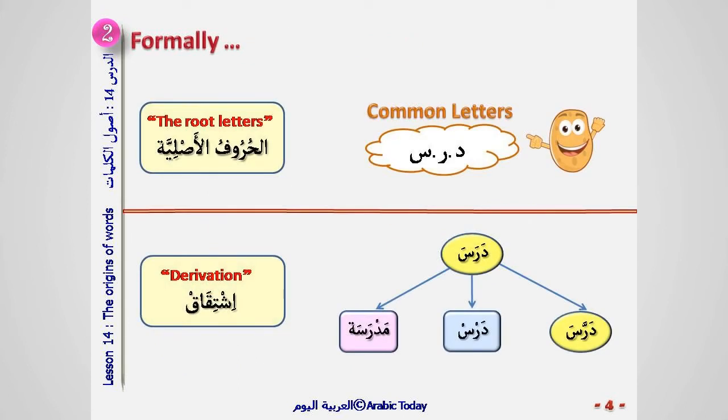Formally, the common letters are called the root letters, al-huruf al-asliya, and the process of creating new words from another word using the ordered sequence of its root letters is called derivation, ishtiqaq. This illustrative example helped us to have a glimpse at how Arabic words are created.